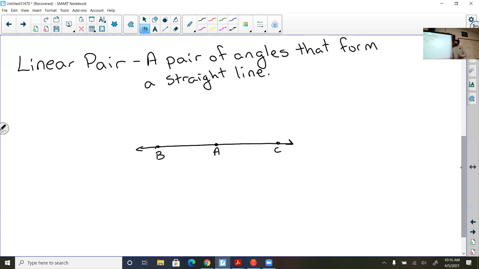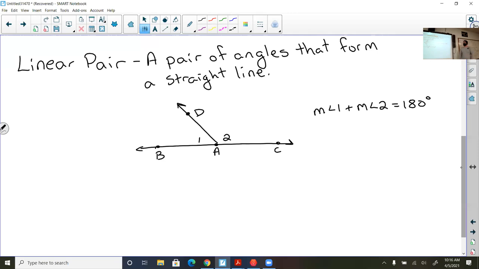Now we're talking about angles, so I'm going to put in another ray. That ray will be ray AD. I now have angle one and angle two. Together, angle one of BAD and angle two of DAC would be a linear pair, meaning they form a line with their opposite rays. Now, why would this be useful? Well, a line is a total of 180 degrees. So I know that the measure of angle one plus the measure of angle two equals 180 degrees.